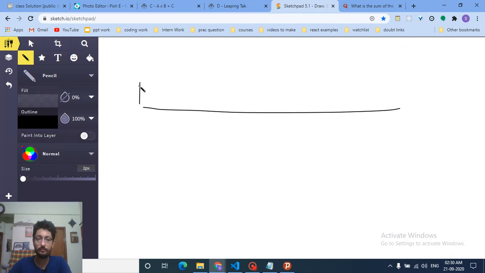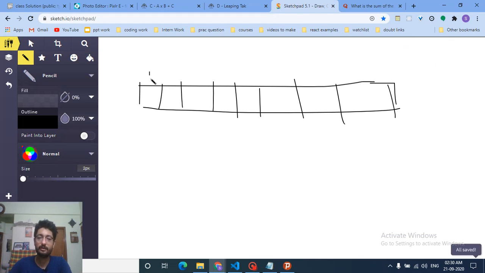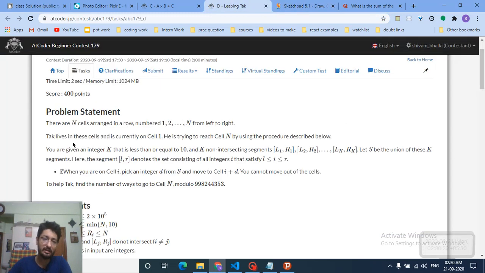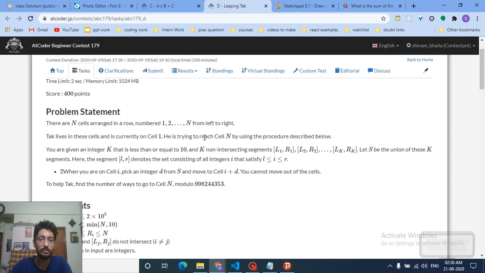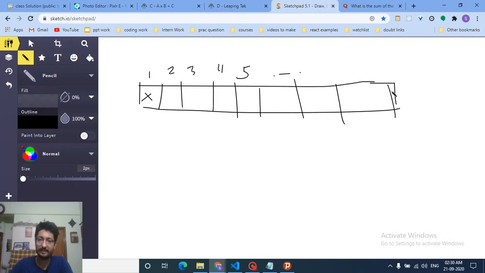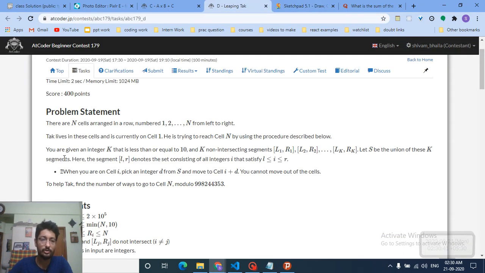So there is some row, and these cells are numbered 1, 2, 3, 4, 5, and so on. Then Tark lives in these cells and is currently on cell 1. He has to reach the ending cell, the last cell. Now you are given an integer k that is less than or equal to 10. That is one important constraint in this. K is less than or equal to 10.